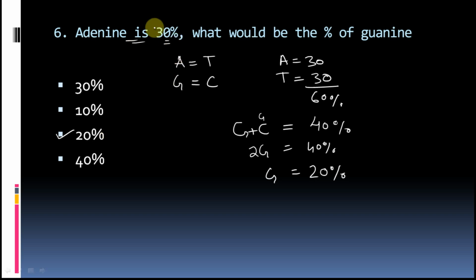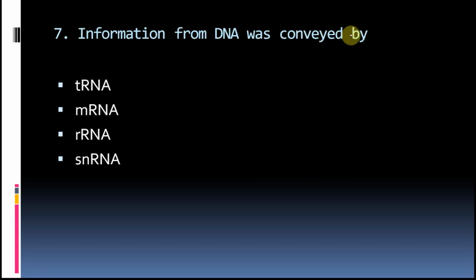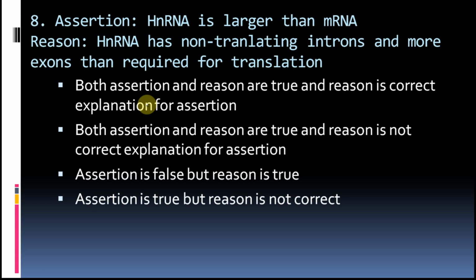Let's suppose if something else is mentioned here instead of adenine, you can just use this and find out the percentage of the other base. Okay. The 7th is: information from the DNA was conveyed by. Again, this is the same question which we have discussed earlier also. The information from DNA was conveyed by the mRNA. Again, the central dogma is coming here. So do remember, it is the mRNA which is conveying the information from the DNA.